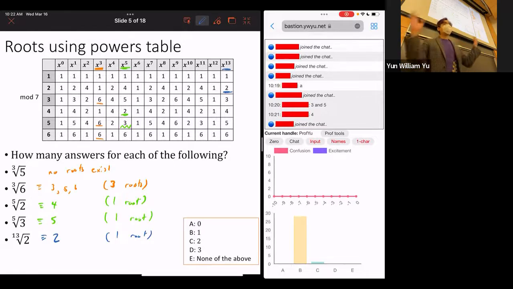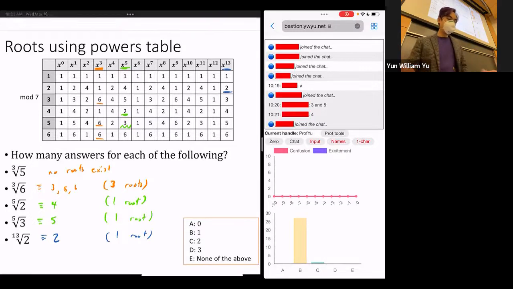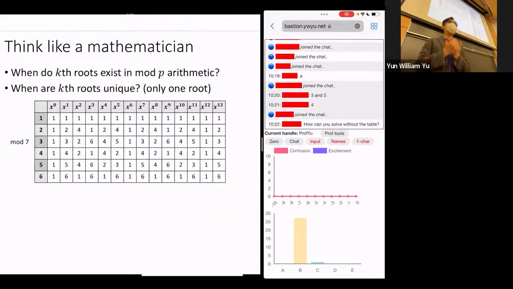Okay, so we've done a couple examples now. So now you should be thinking like a mathematician. When do kth roots exist in mod P arithmetic? When are kth roots unique? When is there only 1 root? And so if you look at the mod 7 table, how do you figure these things out?